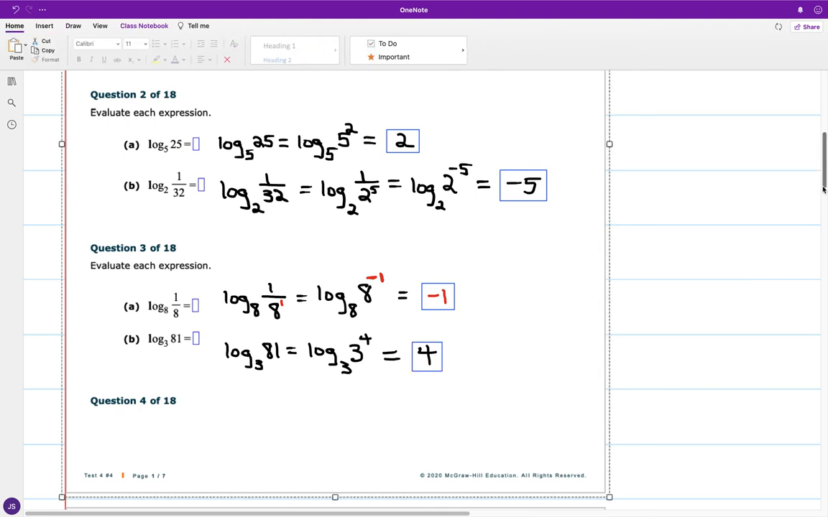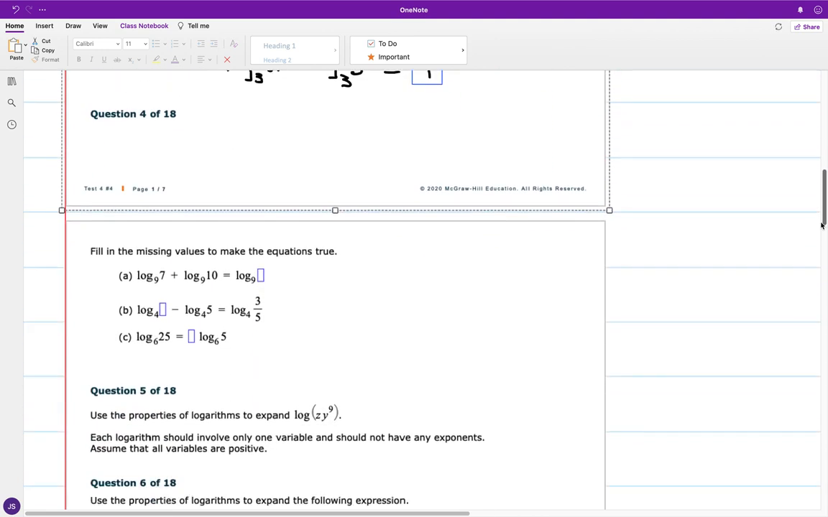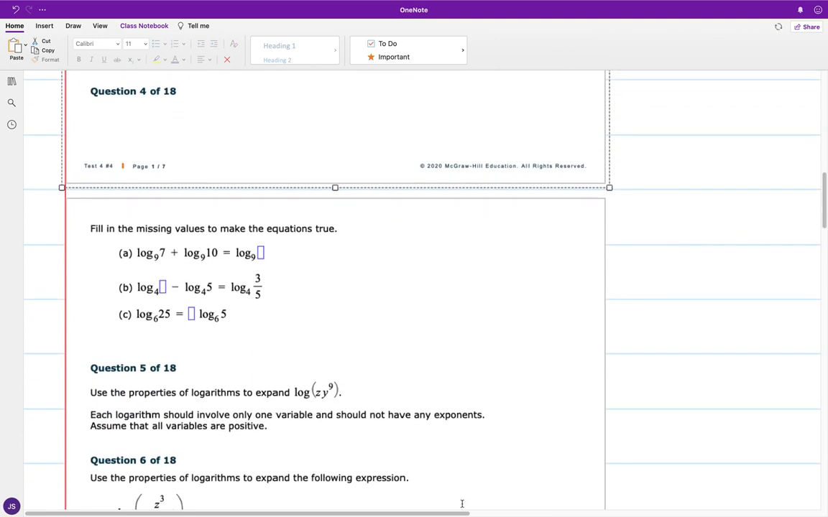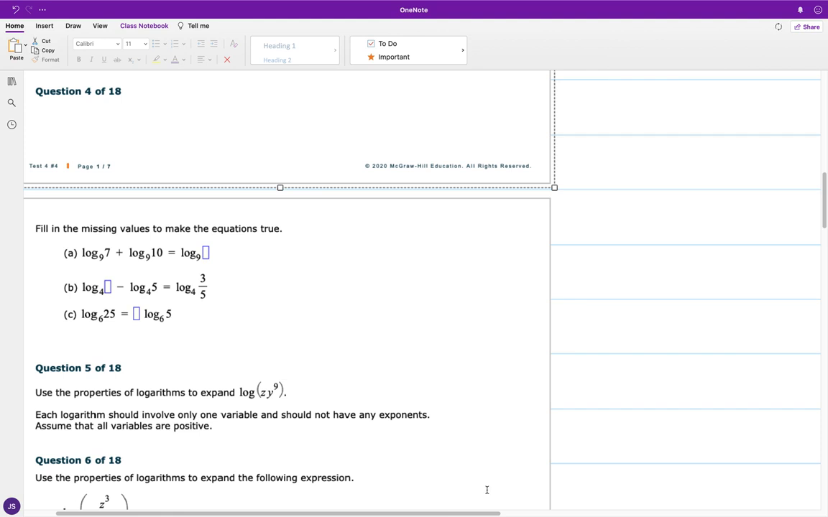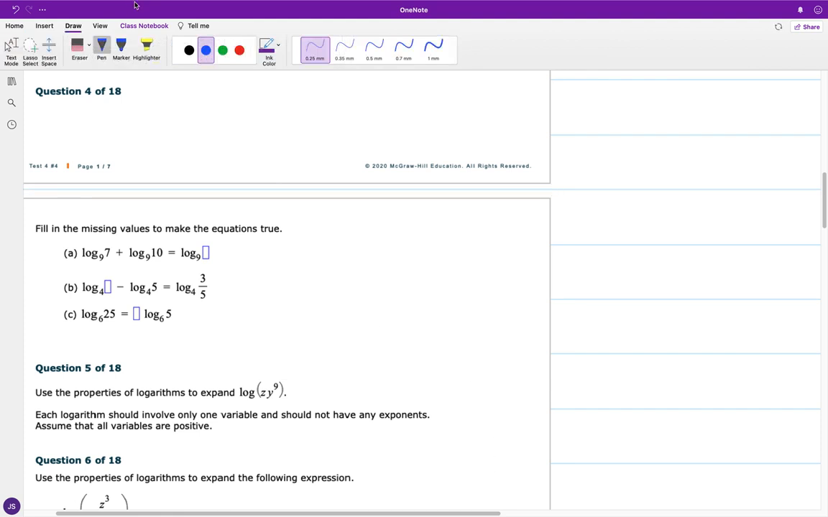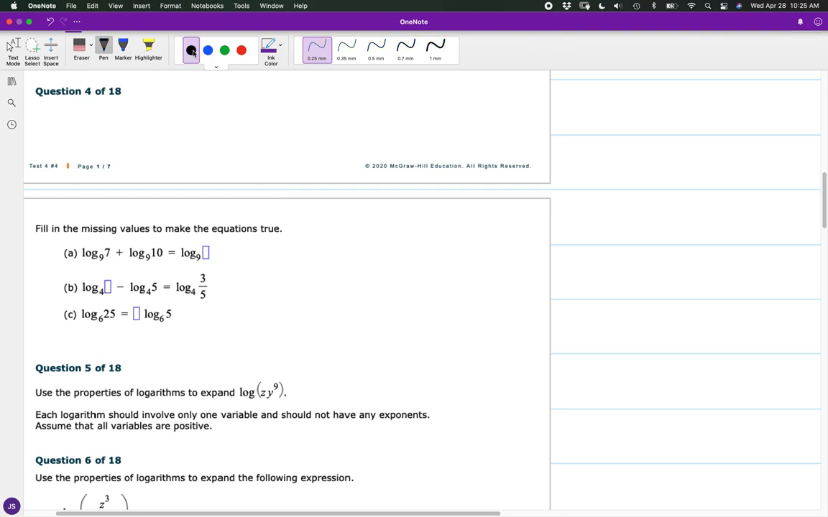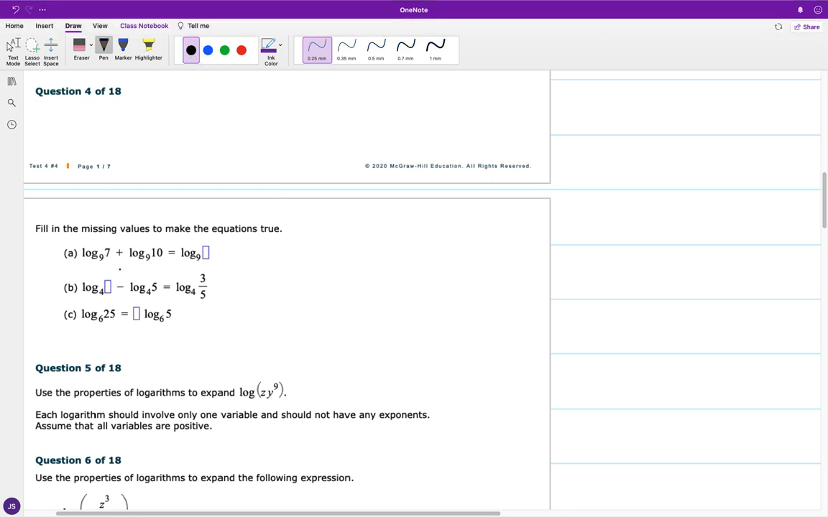All right. Now, for the next item, there's a little bit of a twist on these, especially with parts B and C. With A, you have a sum of base 9 logarithmic terms, and I'm looking at making it a single base 9 logarithm.